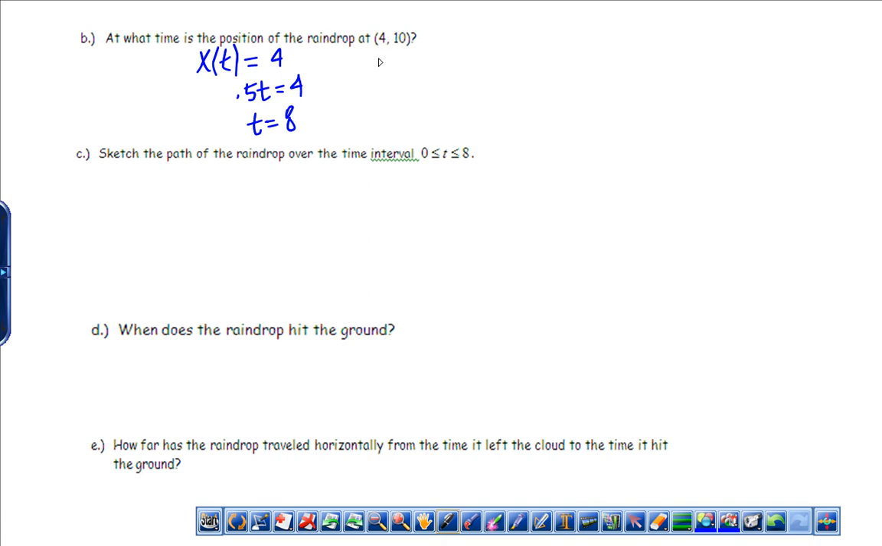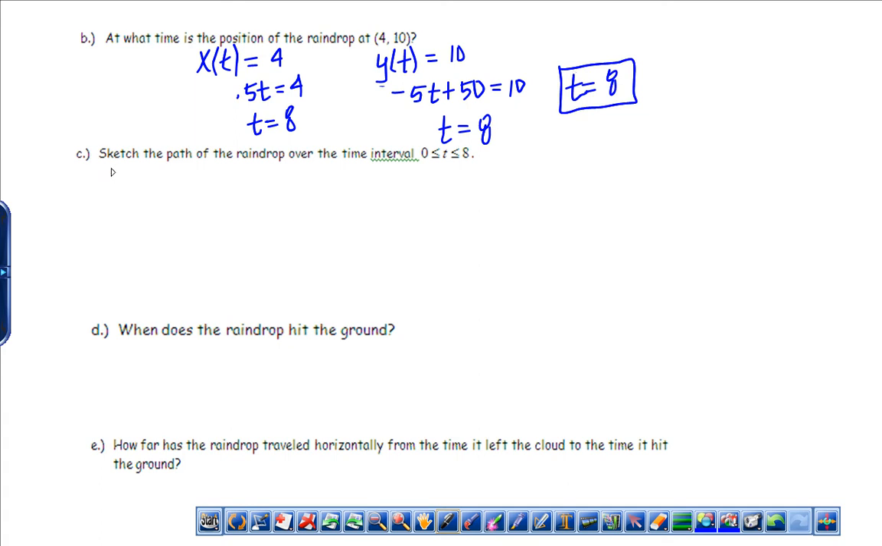Do the same thing with y of t. Set that equal to, they said 10. So that was negative 5t plus 50. Set that equal to 10 and solve, and t is equal to 8. So time is equal to 8. They should be the same.